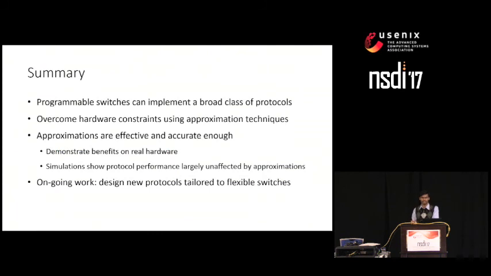So in summary, in this work, we show how we can use programmable switches to implement a broad class of non-traditional protocols that require rich support from the network. And we do so by overcoming the hardware constraints associated with these switches by using approximation techniques. We show that these approximations are both effective and accurate by demonstrating benefits on real hardware, as well as running simulations to show that the protocol behavior is largely unaffected.